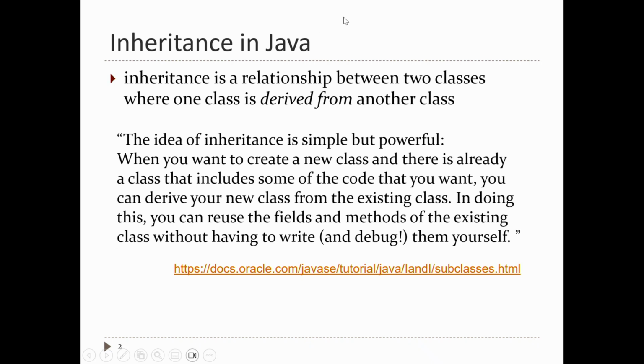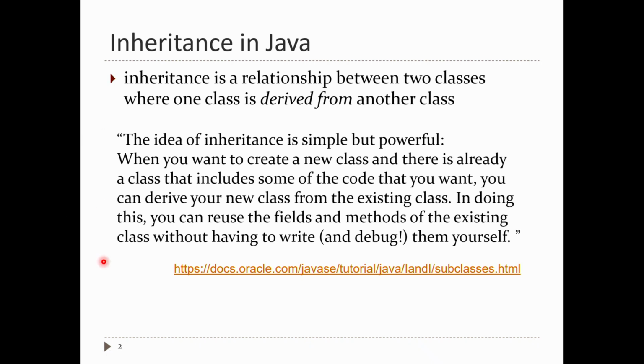And so inheritance is a relationship where one class is derived from another class. There's a quote here from the official Java tutorials. It says, the idea of inheritance is simple but powerful. When you want to create a new class and there's already a class that includes some of the code you want, you can derive your new class from the existing class. In doing this, you can reuse the fields and methods of the existing class without having to write and debug them yourself.